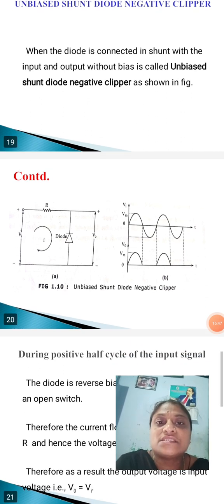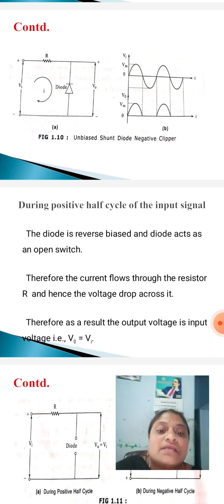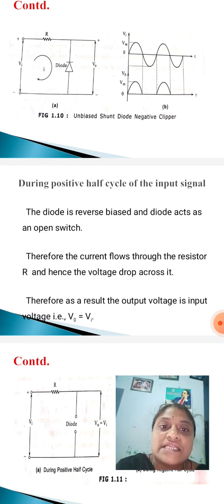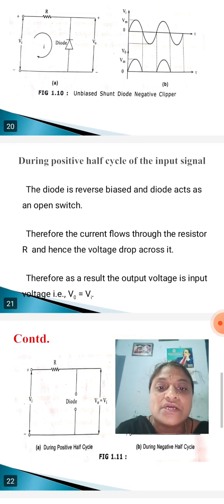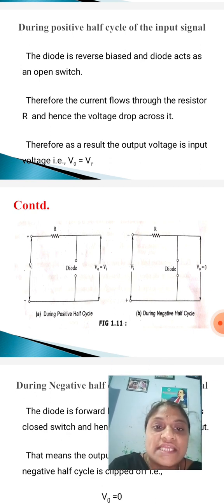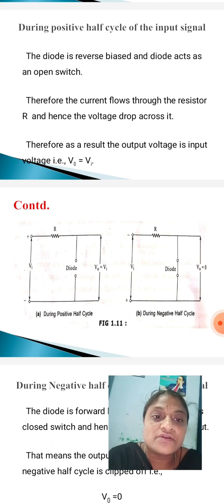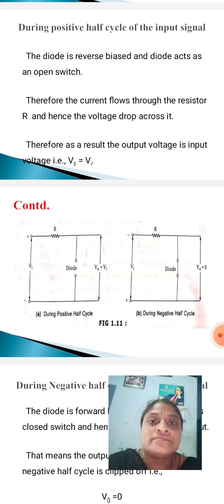Observe these waveforms, the input and output waveforms, and also the circuit diagram. Figure A is during the positive half cycle and figure B is during the negative half cycle. Observe figure A. During the positive half cycle of the input signal, the diode is reverse biased, so it acts as an open switch. That means it is an open circuit.